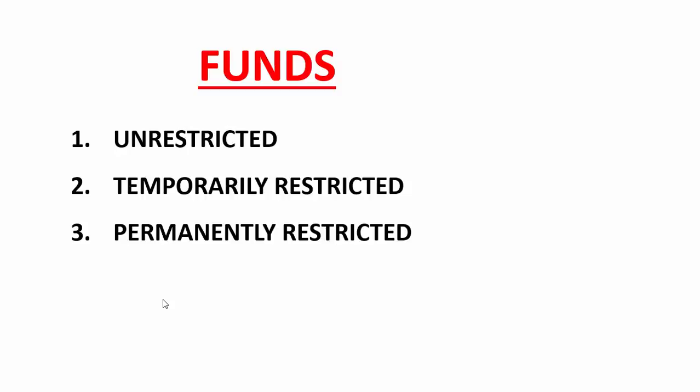Now, what is the permanently restricted fund? Take for instance, someone gives church 2 million naira, but says the 2 million naira is going to be put in the bank, and any interest that comes on that 2 million naira is for the church, but that the 2 million naira itself is not church property. Okay, now that is a permanently restricted fund, meaning the church is not allowed to touch the 2 million naira, but every interest that comes upon the 2 million naira is for the church.